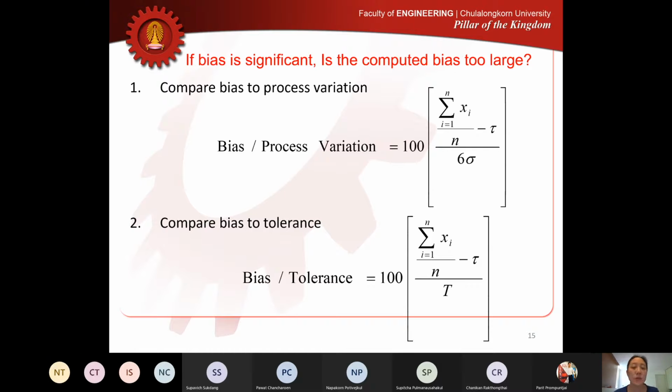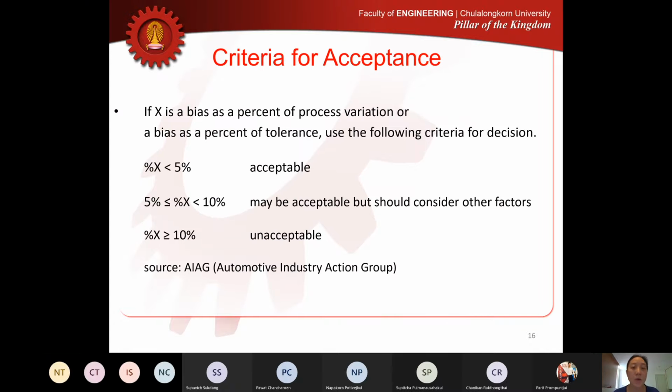The second indicator to compare the bias is to compare it with the tolerance of the parts. Suppose we measure the length of the part, and it has the target of 10.0, and the specification limit is from 9.9 to 10.1. So the tolerance is 10.1 subtracted by 9.9, which is 0.2. So 0.2 will be the tolerance. Then we will compare the amount of bias with this tolerance value, and we will use the same criteria to accept this indicator also.